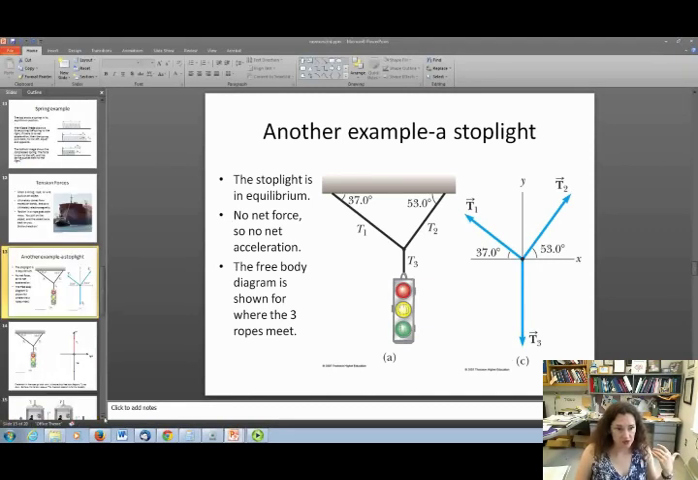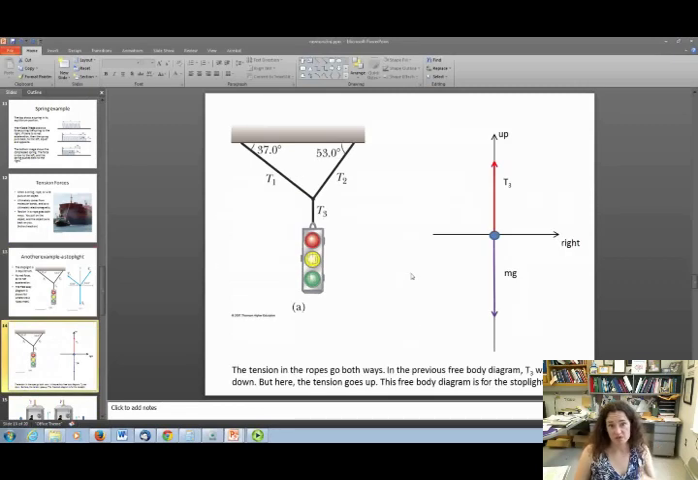But if you look at the free body diagram for the stoplight, okay, now the stoplight here has gravity acting down on it, mg downward. And then what's pulling up is the tension from Cable 3. So you can see that depending on what I draw my free body diagram on, the tension in Cable 3 pulls down on one side and it pulls up on the other side. So the tension in the cable goes both ways, and it does that in all 3 cables, but I'm just drawing the example for Cable 3. Okay?